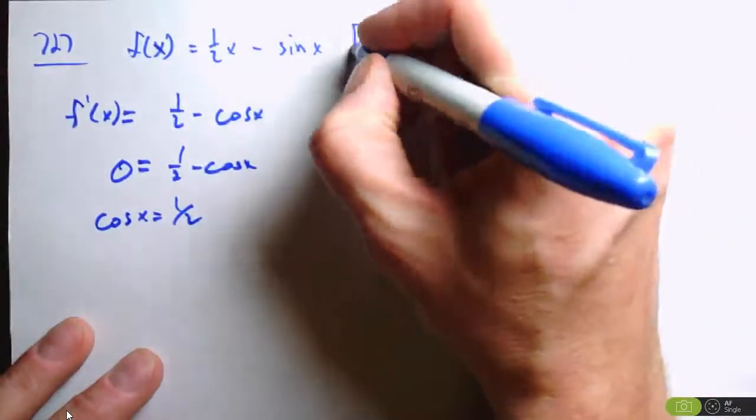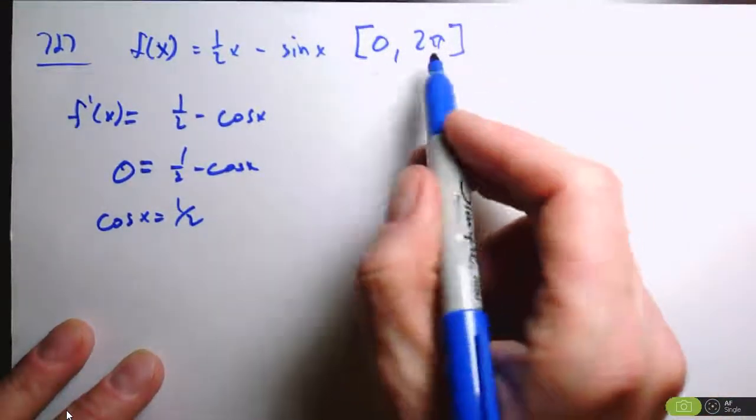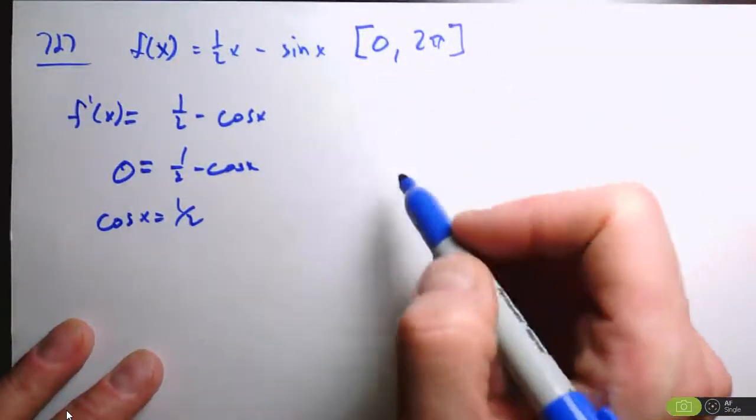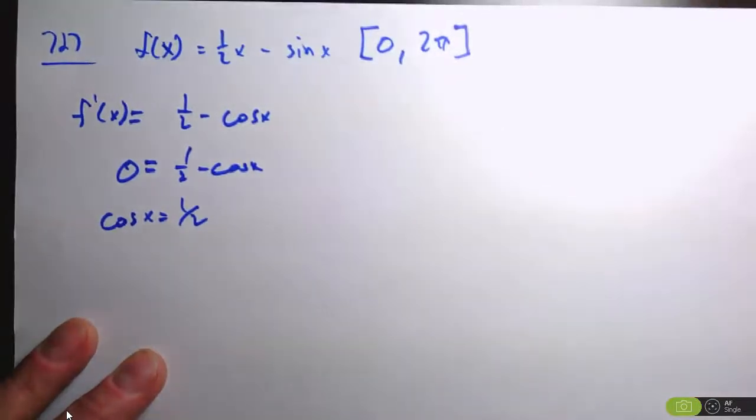Now, I should have said this in class. Hopefully I did. I forgot to type this in. We're going to work on a domain from 0 to 2 pi, so we don't have to keep doing every 2 pi units and the repetitions that would occur.